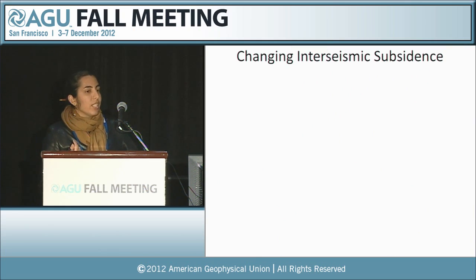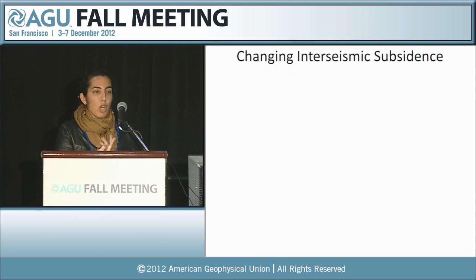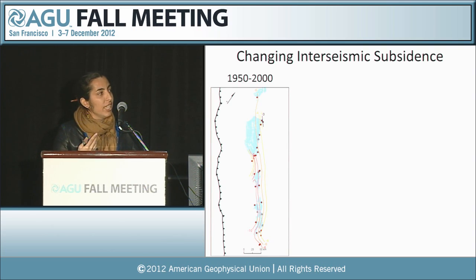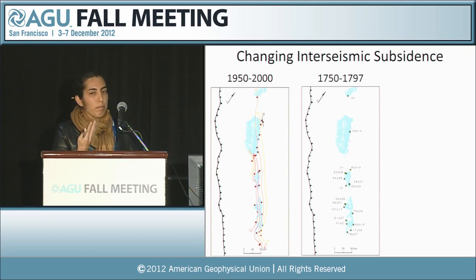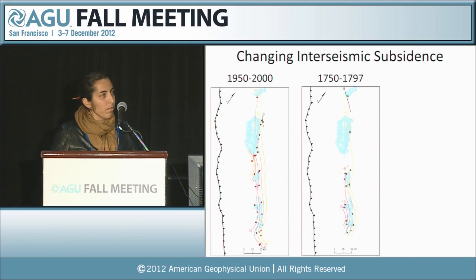In addition to a significant variety in the coseismic behavior that we've observed, there is also a diversity in the interseismic behavior. Here is the modern pattern for reference. We can also compare this to the pattern just prior to the 1797 earthquake. And we find that the pattern, in fact, looks quite similar.